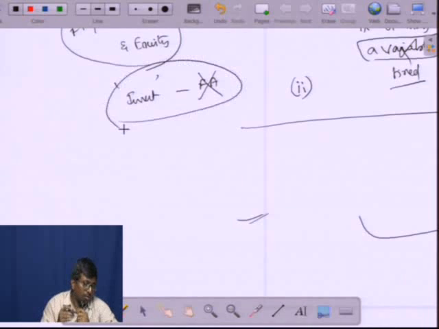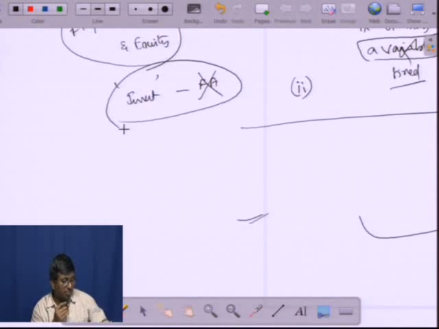Let us go to what is a derivative. That is also important, because we use the word derivative, so let us learn what a derivative is.